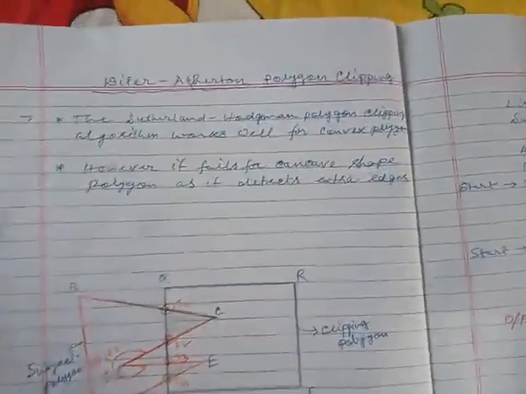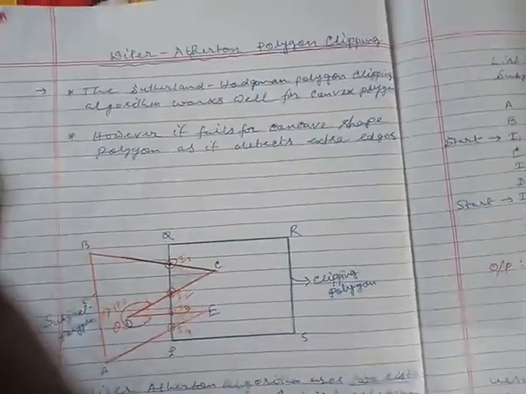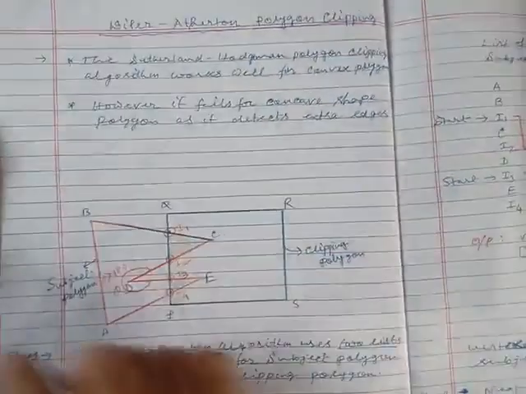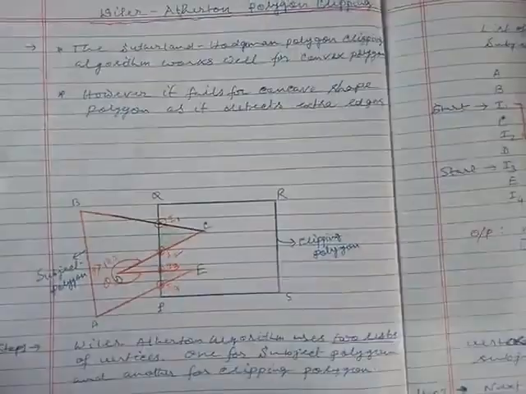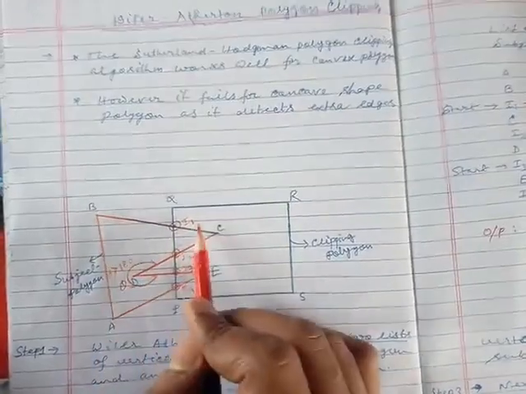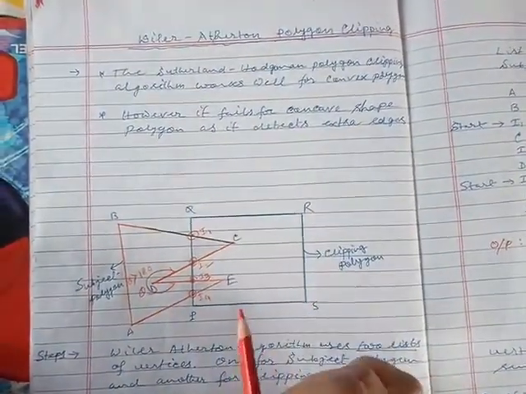Good morning. Today we will be discussing the Weiler-Atherton polygon clipping algorithm. The objective of this algorithm is to clip a subject polygon with respect to a clipping polygon.